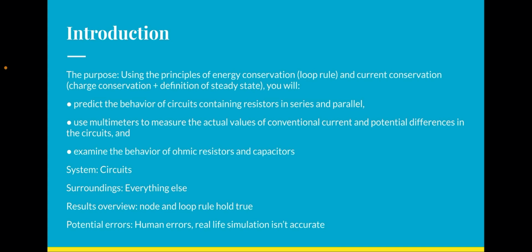everything else. A results overview is basically just that the node and the loop rule hold true. And then any potential errors that happen in this lab are just human errors, or the real life simulation that we had to do in the lab isn't super accurate or just had some issues with it being in the real world scenario.